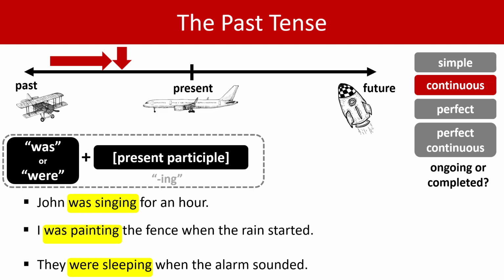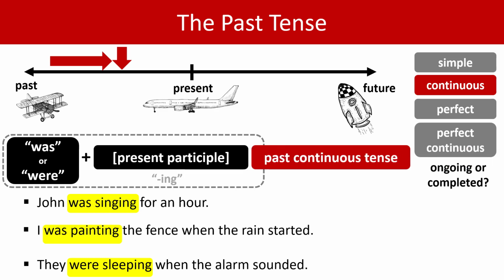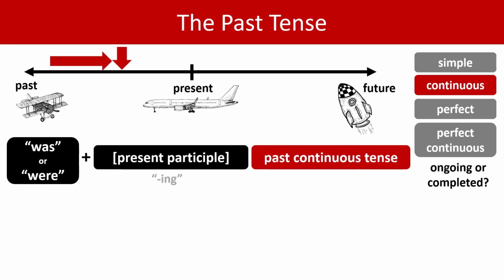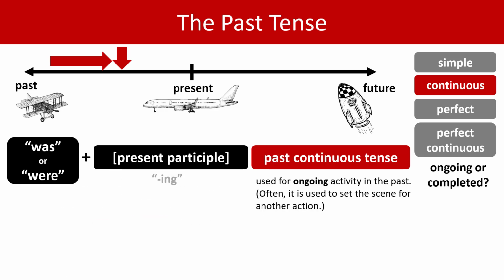Okay, when you use this construction, you are using the past continuous tense. Remember, this bit here is the aspect. It tells us that the activity was ongoing. Okay, let's clear that. So, just as a reminder, the past continuous tense is used for ongoing activity in the past. Often, but not always, it is used to set the scene for another action.